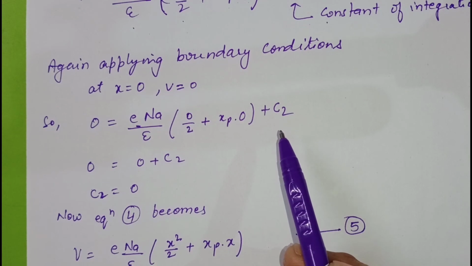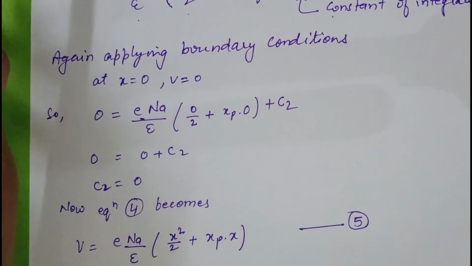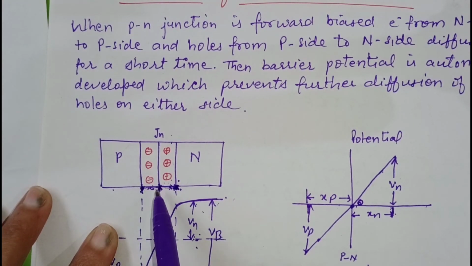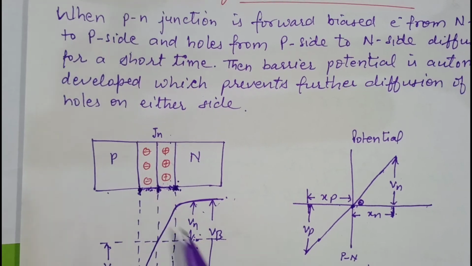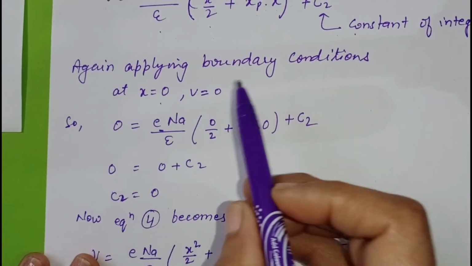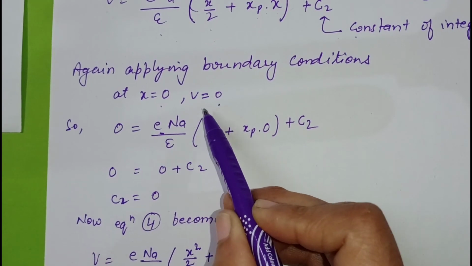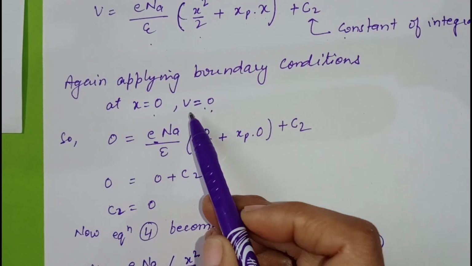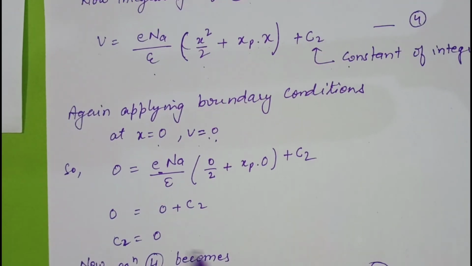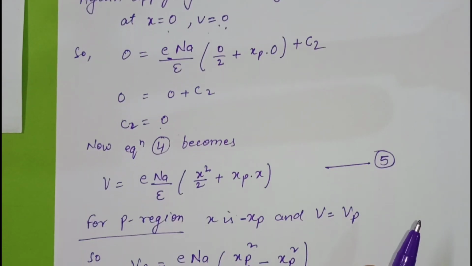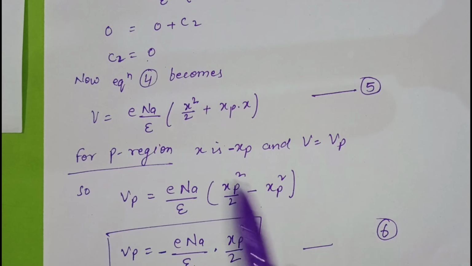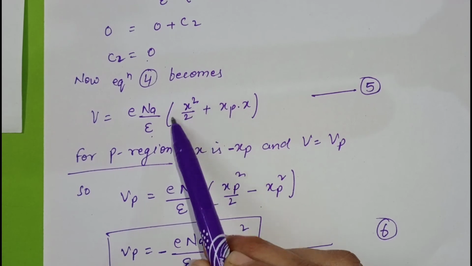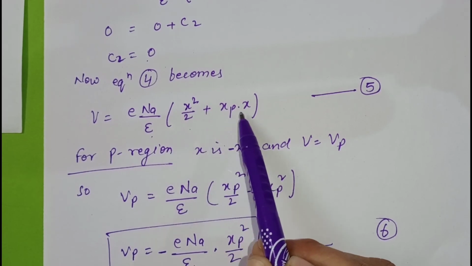We are considering P region, so the boundary is from here to here. Here is x equals to 0. So at x equals to 0, V is also equal to 0, because at the junction potential is 0. So applying this condition, we will get C2 equals to 0. Now putting this value C2 equals to 0, V becomes V equals E NA upon epsilon into in brackets x square upon 2 plus xp into x.